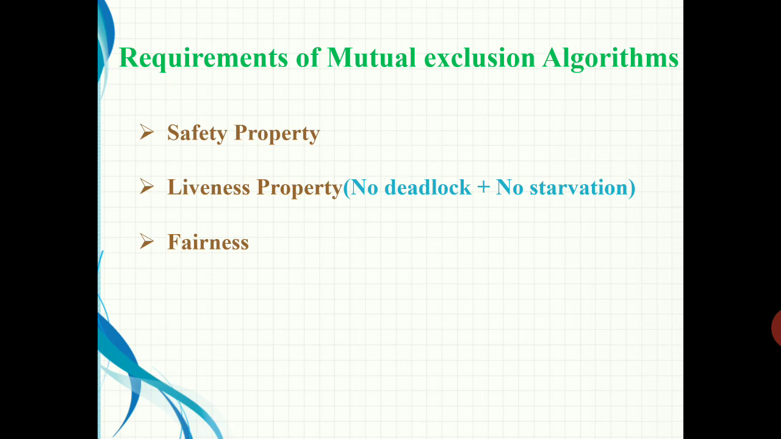The third requirement for mutual exclusion is fairness. Each process gets a fair chance to execute the critical section. The fairness property generally means that the critical section requests are executed in the order of their arrival time in the distributed system. If we follow the arrival order of the requests, then we can say that fairness is maintained in our distributed system. That is about the requirements.